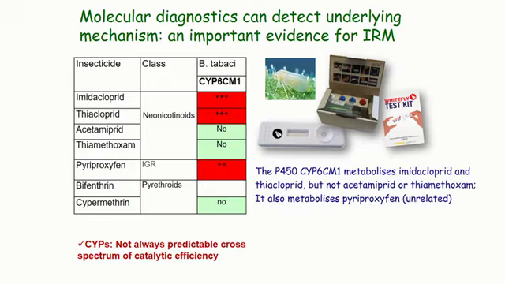neonicotinoid imidacloprid, but at the same time has nothing to do with resistance to another neonicotinoid, which is acetamiprid. Concurrently, this specific P450 gives resistance to pyriproxyfen, which belongs to a completely different mode of action. So the catalytic spectrum of P450s is not always predictable.